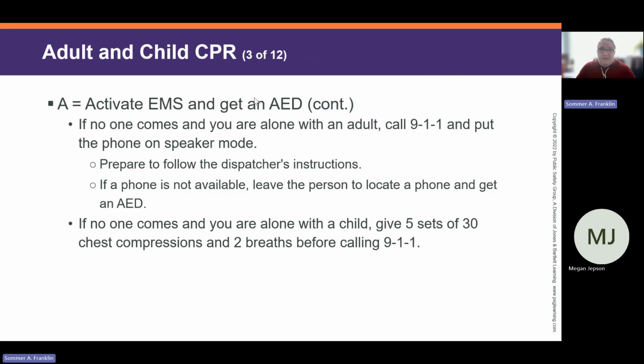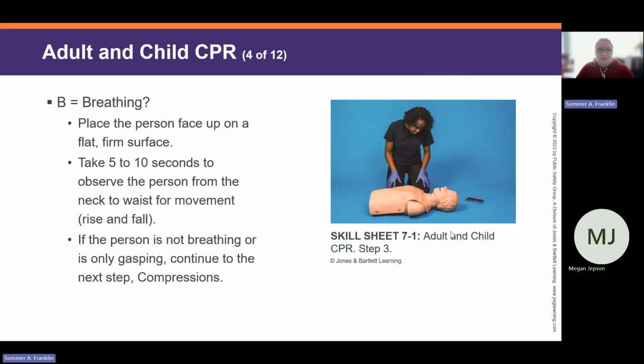A, activate EMS and AED, continued. If no one comes and you are alone with an adult, call 911 and put the phone on speaker mode. Prepare to follow the dispatcher's instructions. If a phone is not available, leave the person and locate a phone and get an AED. If no one comes and you are alone with a child, give 5 sets of 30 chest compressions and 2 rescue breaths before calling 911.